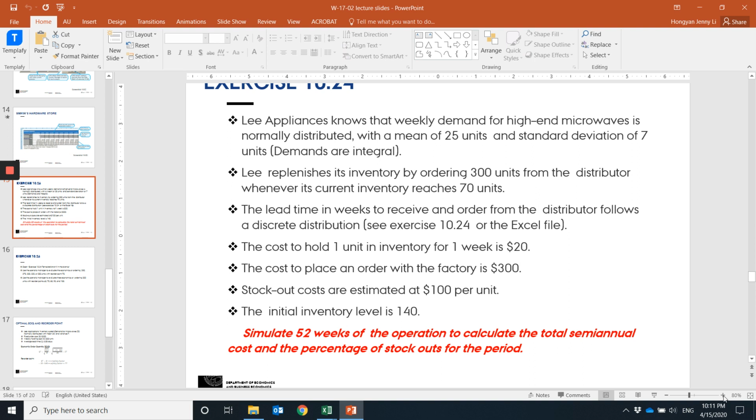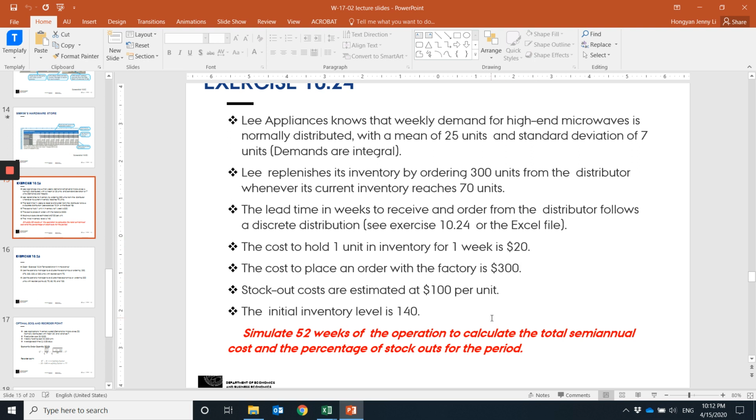They also know the current inventory policies. The reorder point is 70 units, and the order quantity is 300 units each time they place an order. The lead time in weeks to receive an order from the distributor follows a discrete distribution. So this is also a combined stochastic inventory problem. Both demand and the lead time are stochastic factors. The discrete distribution for the lead time can be found in the textbook.